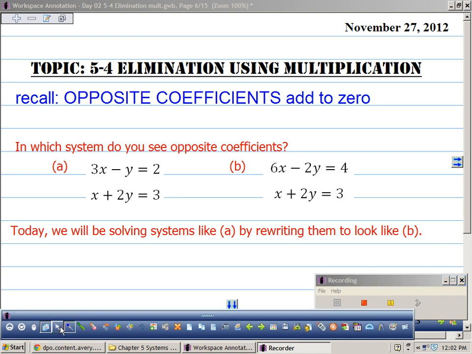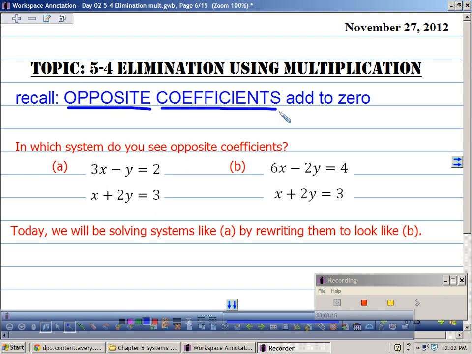So yesterday we talked about opposite coefficients. But if you remember, I did not use the word opposite coefficient. Anybody remember what I said you were talking about? But in systems of equations, how could I start to eliminate? What were we trying to find first? What was the first thing we tried to find?